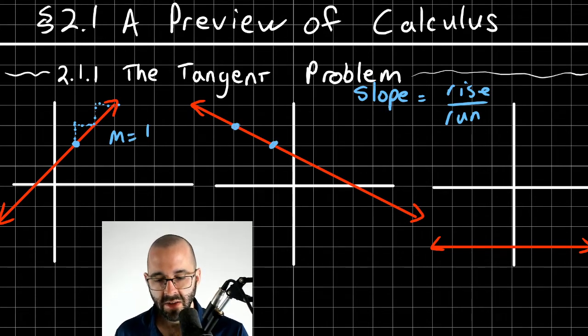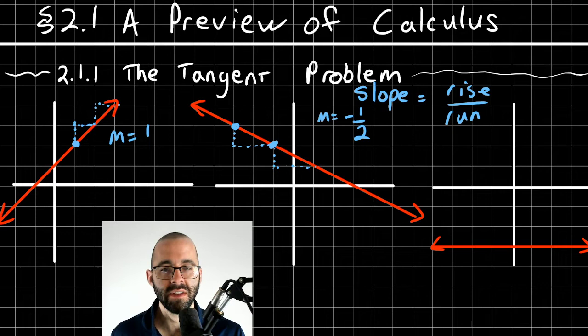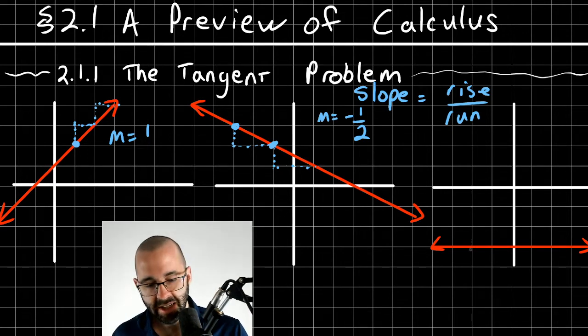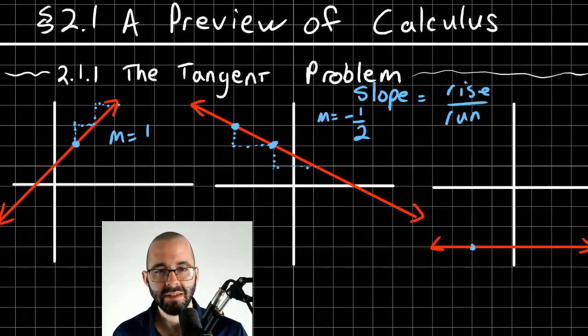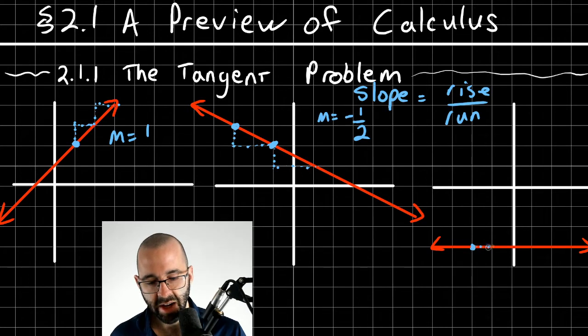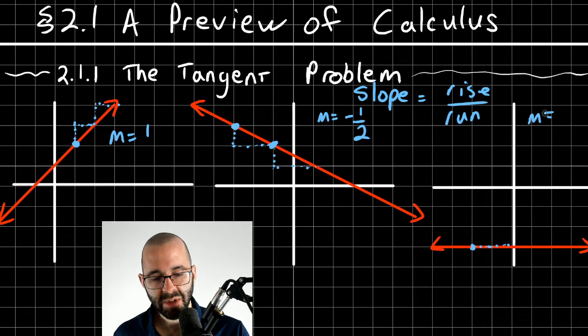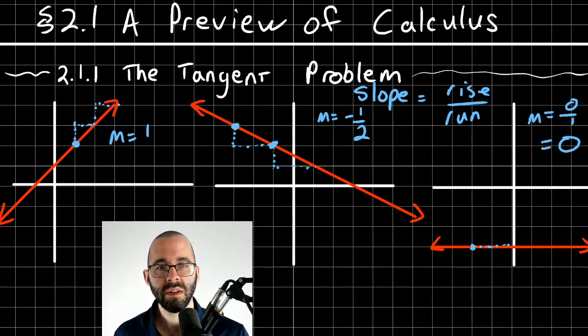Here, we're going down 1, right 2, down 1, right 2. Down is a negative, so this one would be -0.5. And similarly in the last one, we're going down nothing, right 1. Down nothing, right 1. The slope in this last one is 0 over 1, which just simplifies to 0.